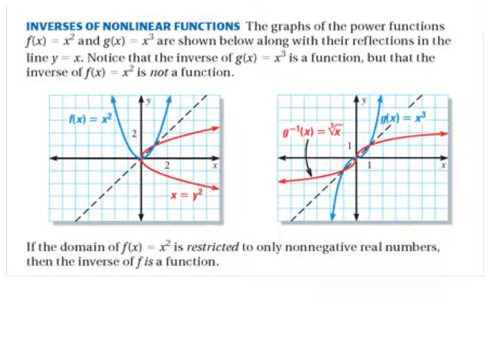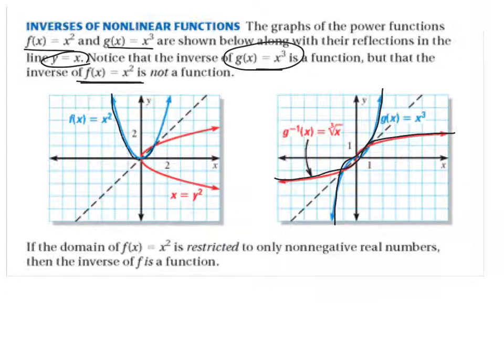If I look at two power functions like f of x equals x squared and g of x equals x cubed, they are shown below along with their reflections in the line y equals x. A reflection over the line y equals x is the inverse function. Notice that the inverse of g of x equals x cubed is a function. This is x cubed, and this is the inverse. But the inverse of f of x equals x squared is not a function. Here's the function. Here is the inverse.